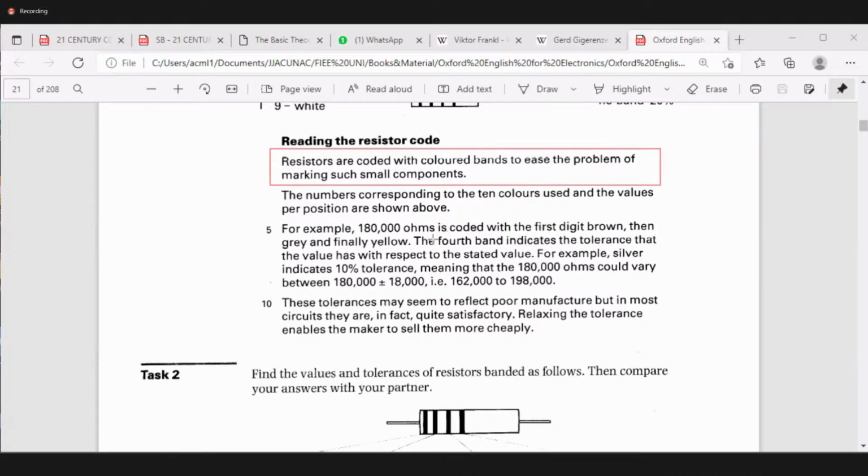Now, Mr. Miguel Vergara, can you help us reading the next paragraph, the numbers? The numbers corresponding to the 10 colors used and the values per positions are shown above. Above, yes. Now, let's see, Mr. Saavedra, thank you very much.